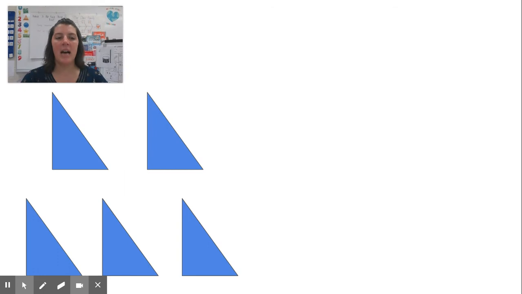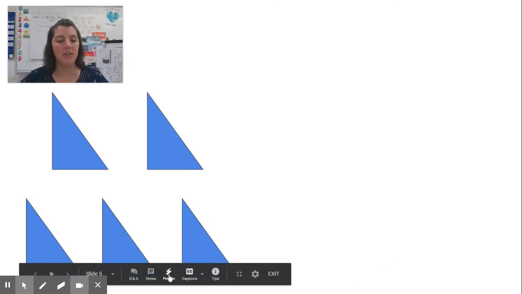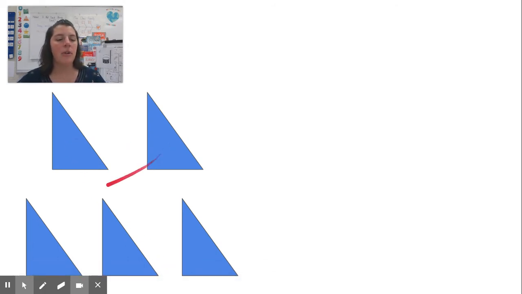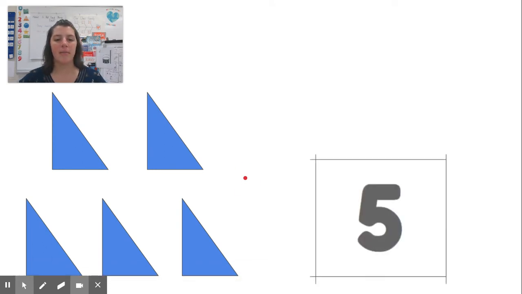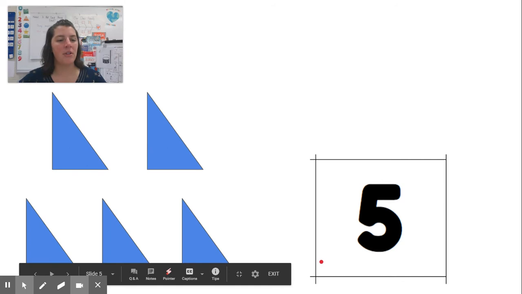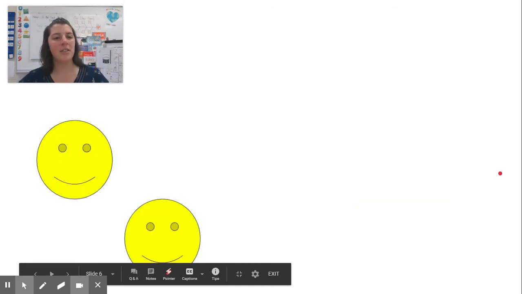Now, let's see how many triangles there are. I'm going to make sure I touch with my finger and say one number for each triangle. I will also use my pointer to show you what I would do. 1, 2, 3, 4, 5. There are 5 triangles. Let's see which number card says 5. Is that the number card you chose? Down, around, put on a hat. That's the number 5.